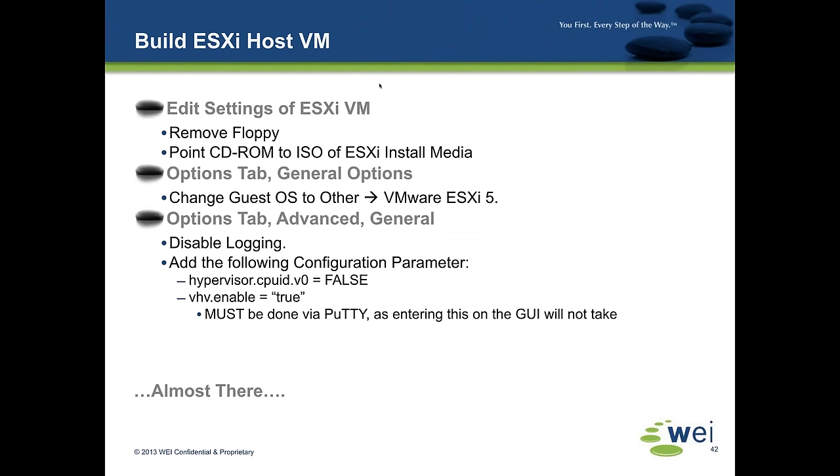And inside of the VMX file or through the advanced configuration parameters, you want to throw in hypervisor.cpuid.v0 and vhv.enable. You want to put those in there. I suggest using PuTTY to do that, as that vhv.enable line, when I was running it on 5.5, I had quite a few issues entering in the GUI and it not taking. I finally got down and put it in via PuTTY, just editing the VMX file by hand, and I had no issues. That being said, this is a lab environment.